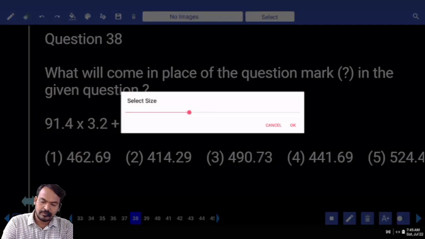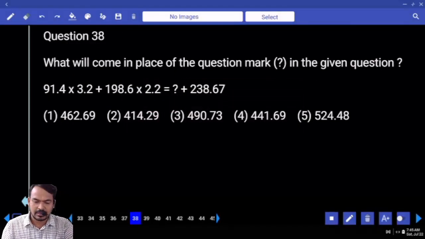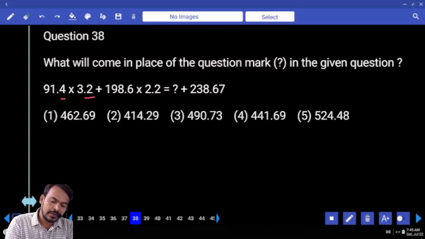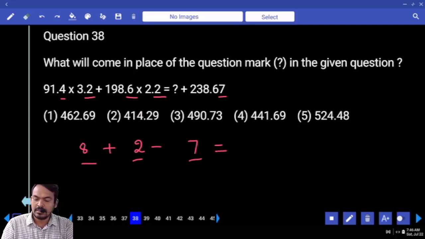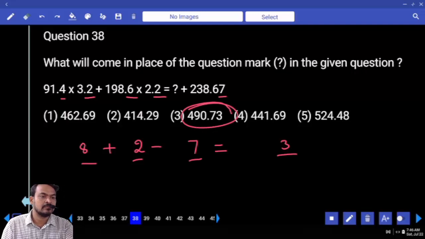Again verify the units portion. Question number 38. Verify the units portion. First one 4 into 2, 8. End with 8. Next 6 into 2, 12. End with 2. 8 plus 2. What is the right hand side value? Positive. It will become negative. Minus 7 okay. 8 plus 2, 10. Minus 7 means 3. Answer should end with 3. How many options? Only one.